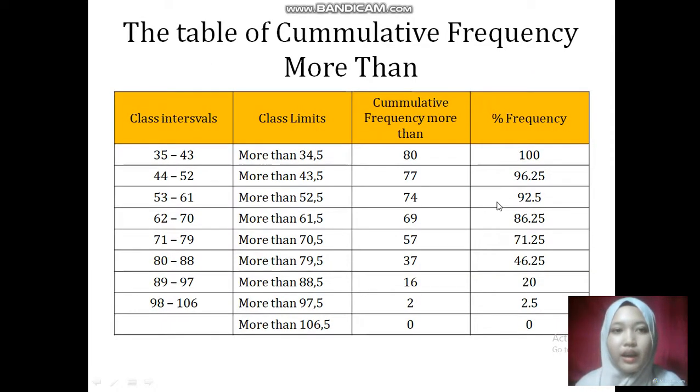Alright, and also we have the table of cumulative frequency more than, which is just the same as before, but this is more than, which means that there are 80 data values more than the 34.5 class limit. And how to find the percent frequency is the same as before, like 80 divided by 80 times 100%, so it becomes 100%.